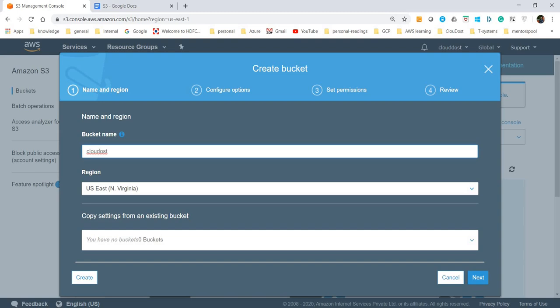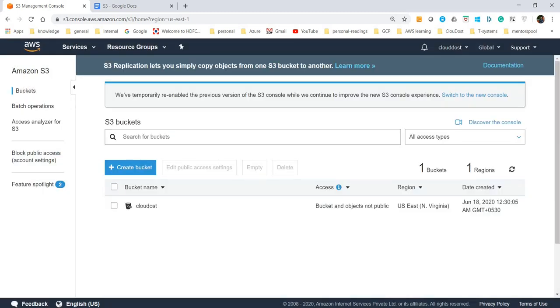Then while creating a bucket, the bucket belongs to one of the regions. So I'm going to select North Virginia as the region and click on create. Now a bucket with the name ClouDost has been created, and it has been created in North Virginia. Plus, if you look carefully, it says buckets and objects not public. That means the bucket and the objects or the files inside this bucket will be private.